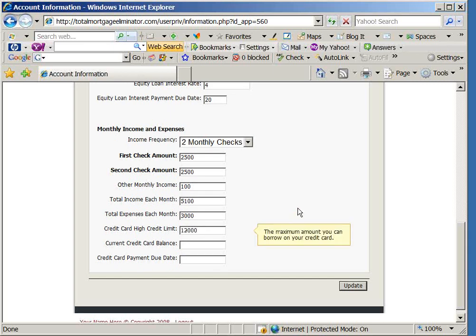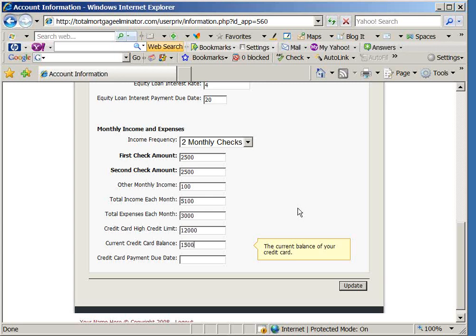We'd like Tom to use a single credit card if at all possible for all his monthly expenses, which we will pay off in full when it's due so that we're not paying any interest on the credit card. He could use more than one credit card if he needed to, but in this case Tom has just one with a high credit limit of $12,000.